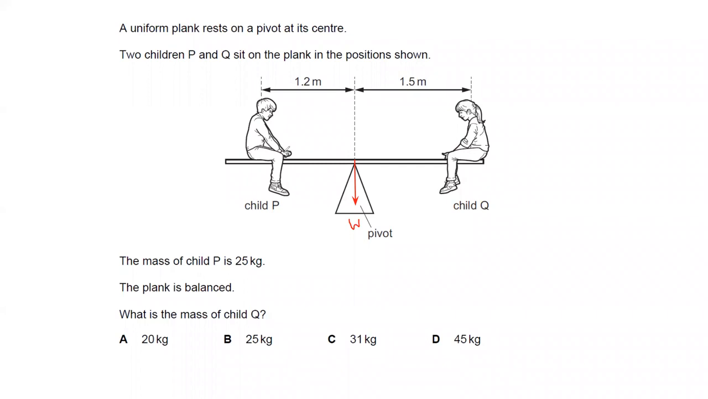So, the mass of child P is 25. So this is child P. He has a mass of 25 kg. So if his mass is 25, what about the weight of this child? Weight will be equal to 250 Newton. And the weight of child Q, we don't know, that is what we want to find. We say W. In which direction will the weight of child P cause a rotation? Clockwise or anti-clockwise?